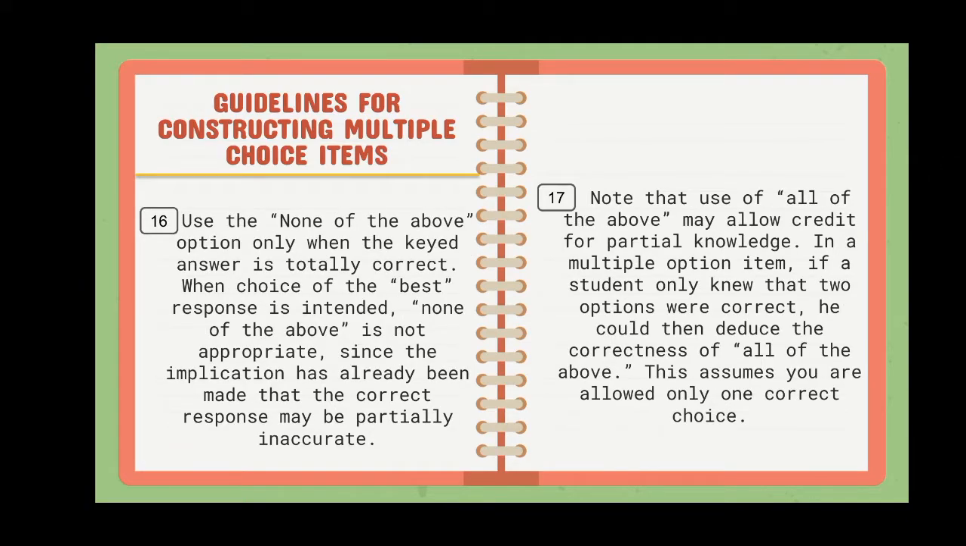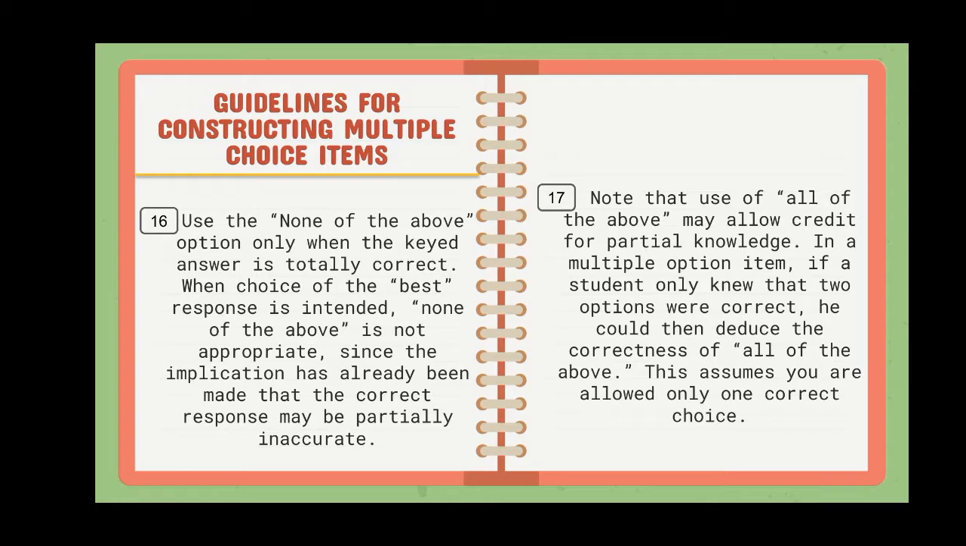Rule number 16. Use the none of the above option only when the keyed answer is totally correct. When choice of the best response is intended, none of the above is not appropriate, since the implication has already been made that the correct response may be partially inaccurate.